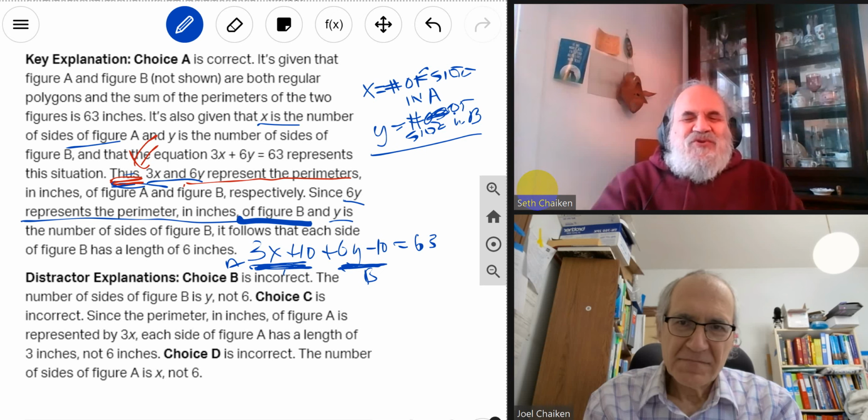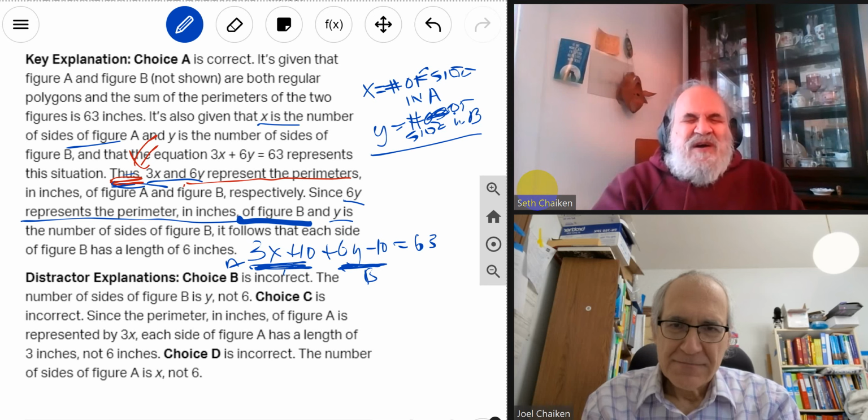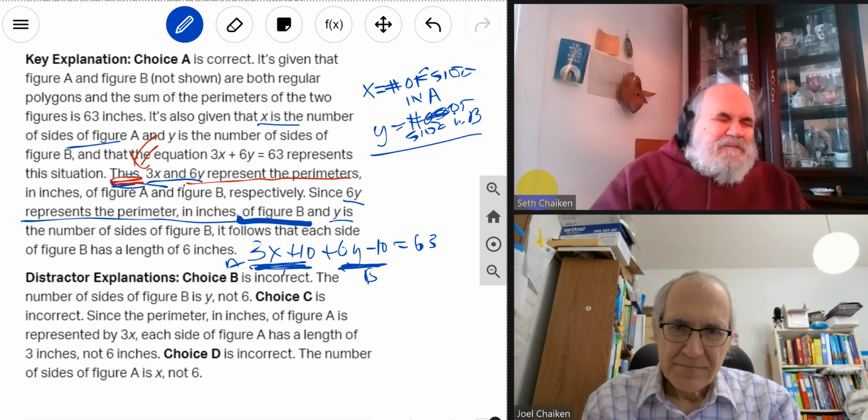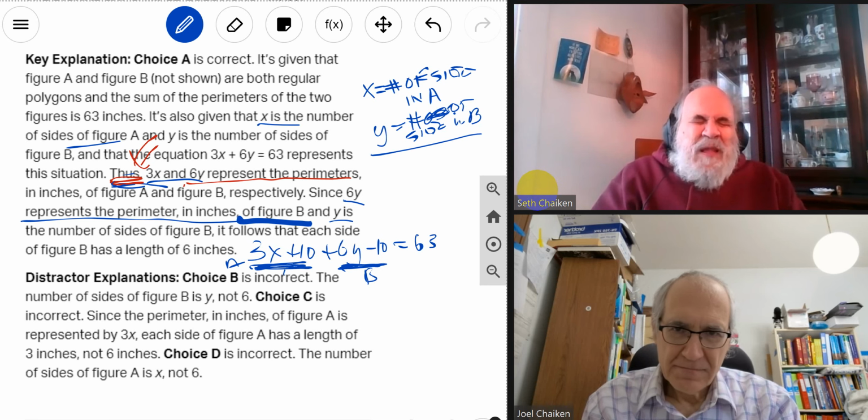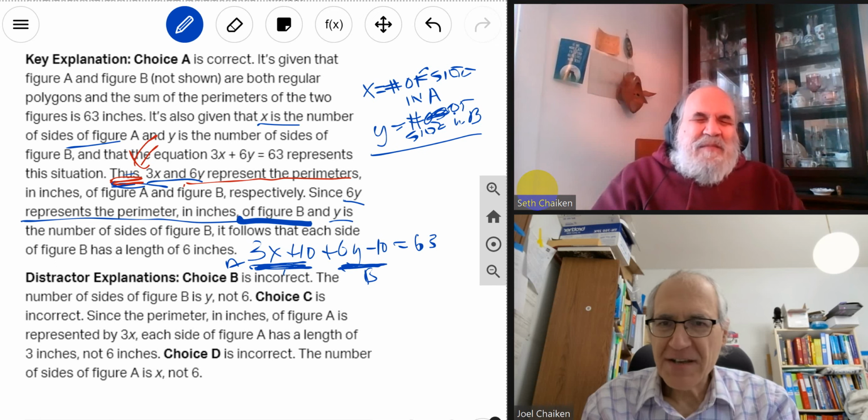Of triangle A. Right? X is the number of sides of polygon A. And so is it possible for 3 times X to be the perimeter of polygon A with a bonus? Is that possible? I don't know. Well, maybe we can fudge the 10.